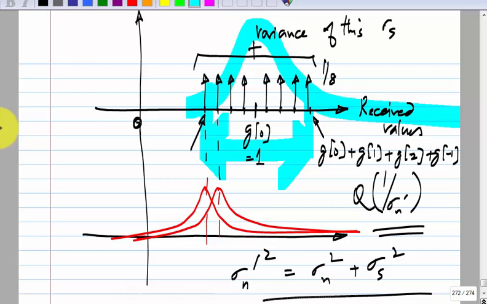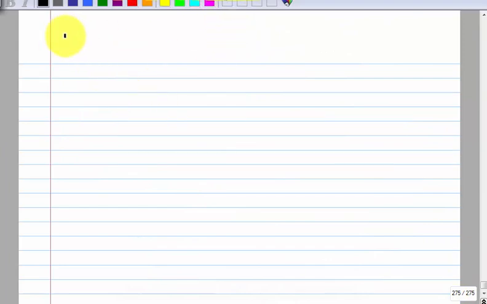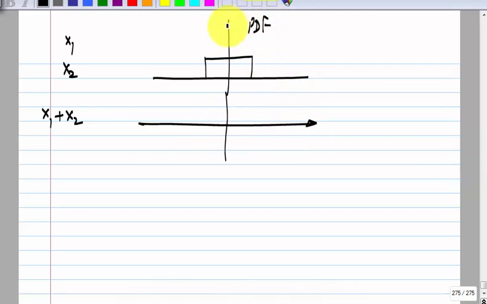Let us say x1 is uniformly distributed, and x2 is also, these two are identical, both have this uniform distribution. For x1 plus x2, what will be the distribution? This I think you know. I mean, I shouldn't say distribution, the probability density function. What is the probability density function of x1 plus x2? It will be a triangle. It is this convolved with itself.